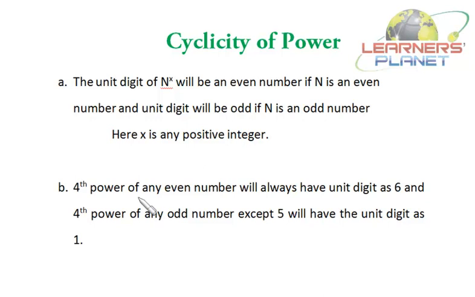Similarly, the fourth power of any even number will always have unit digit 6, and the fourth power of any odd number will have unit digit 1. Only 5 is the exception. In any case, if you raise 5 to any power, it will always produce 5 at the units place. Let's elaborate this.